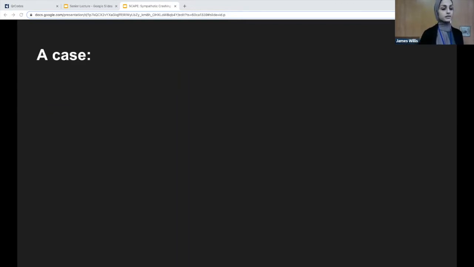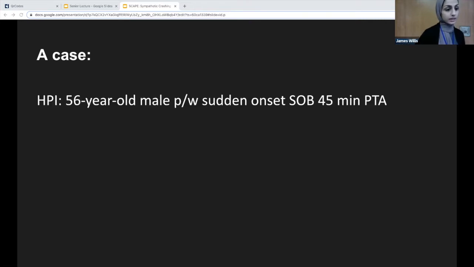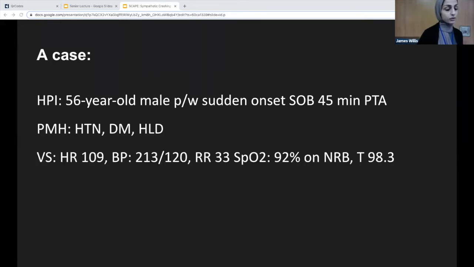All right, so we'll start off with a case. You are at the end of your overnight shift when the notification phone rings, and the call is for a 56-year-old male coming in with respiratory distress. His vitals that they give you over the phone, he's tachycardic to 109, blood pressure is 213 over 120. He's breathing at a rate of 33 and satting 92% on non-rebreather, and ETA is 5 minutes.